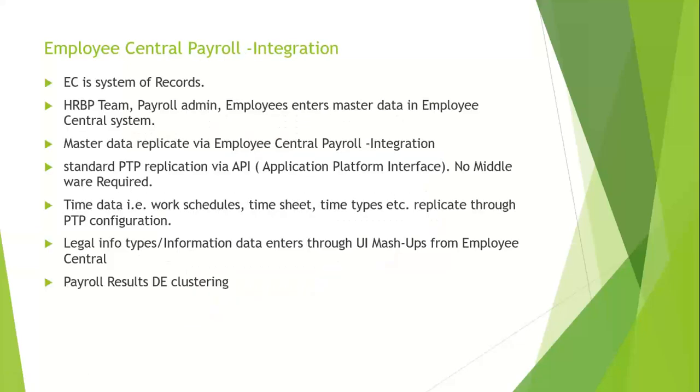So moving to the next one. How does payroll integrate? EC is the system of record for ECP. ECP is of two types. One is where EC and ECP are both cloud. The other, which we discussed in the starting, is where you have an ECC system and CPI is the middleware. Through the middleware, that is CPI, you transfer data from EC to ECC. That requires a middleware. The cloud option doesn't require any middleware.